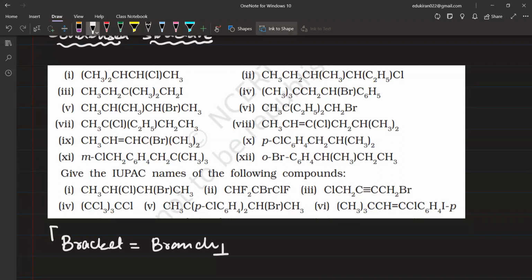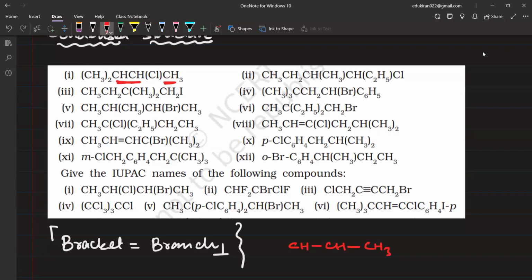Whatever is in the bracket, it is in the branch. Okay, please repeat, guys. Those who are new, those who are learning right now, whatever is in bracket, it is in branch. Okay, so obviously when you are writing the structure, you will not write the branch first. You are going to write whatever is not branched. So you are going to write CH, single bond CH, single bond CH3.